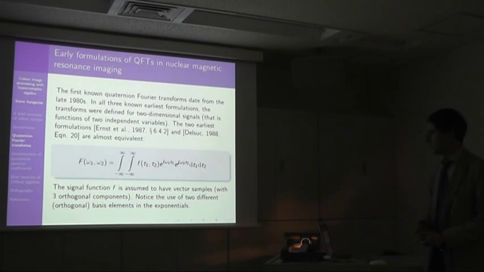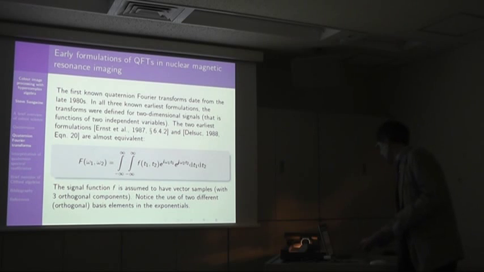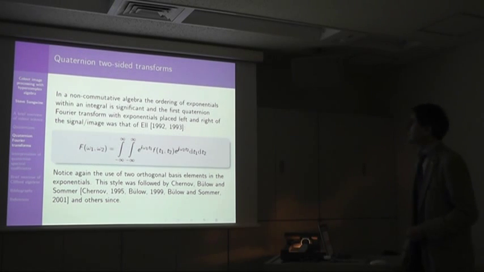And what you see here is a signal function f, which, because this is nuclear magnetic resonance imaging, is a function of 2 time variables, and 2 exponentials, each of which has a different quaternion root of -1, i and j, but it could be other choices. And then, of course, the transform on the left, f of omega 1, omega 2, is going to be a quaternion function of omega 1 and omega 2.